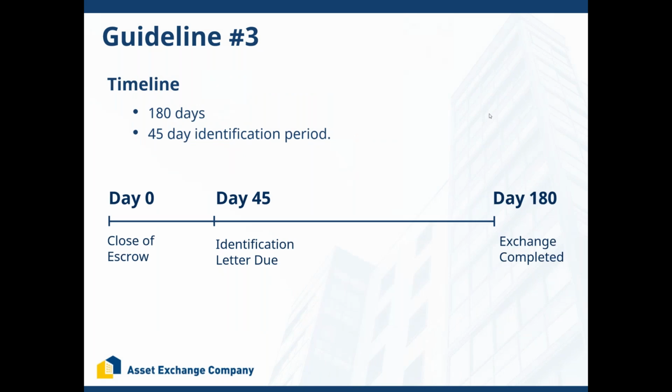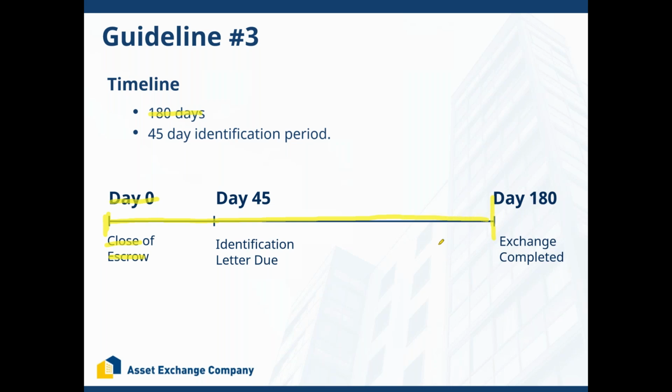We discussed this briefly in the very beginning. Timeline for your exchange is guideline number 3. Whenever you do a 1031 exchange, you have 180 days to complete the process. Your timeline starts the day you close escrow. Close of escrow is day 0. You have 180 days from that point to go out and purchase and close on your replacement property.